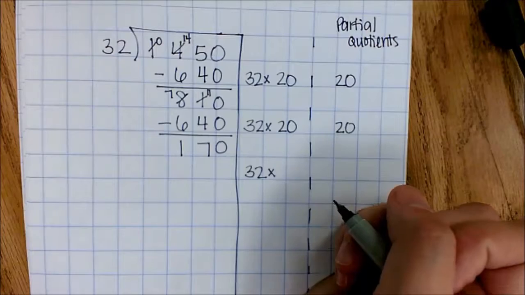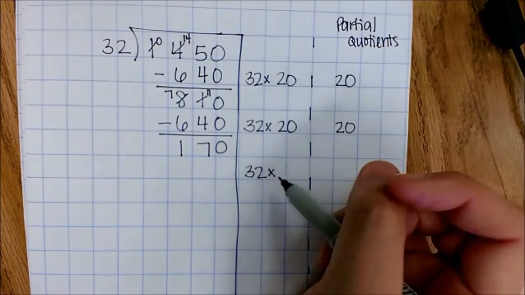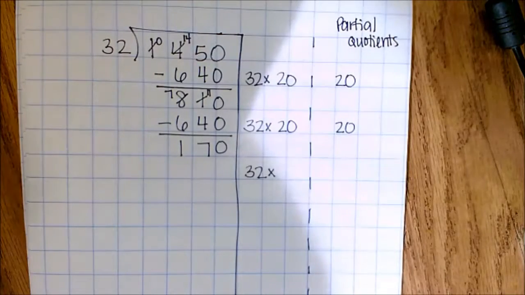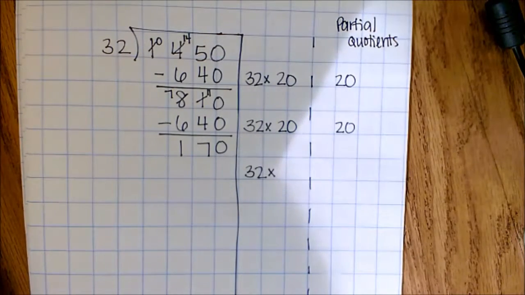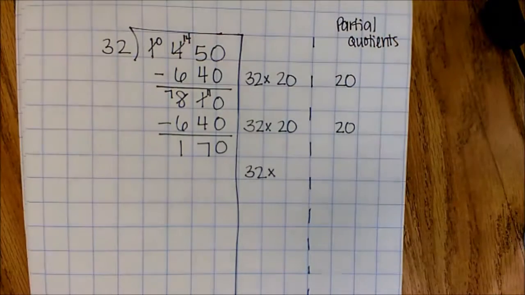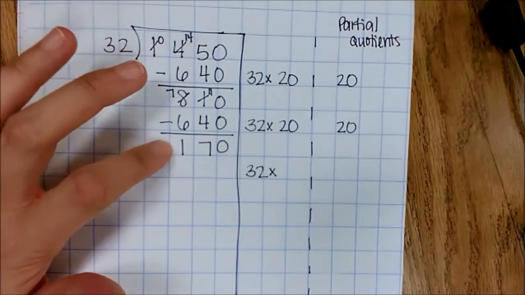Well, I could try 32 times 10, but that's 320. So other things could be easy in my head. I could do 32 times 9. That's 288. That's too big. I could do 32 times 8. That's 256. That is too large. I could try 32 times, let's try 6. 32 times 6 would give me 192, which is still too big for this.